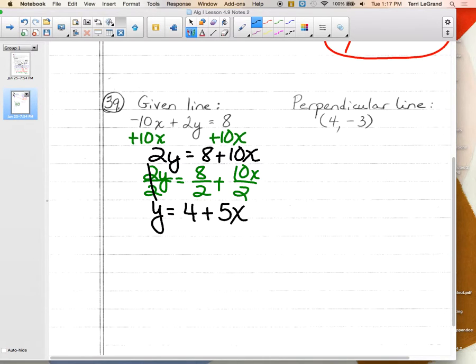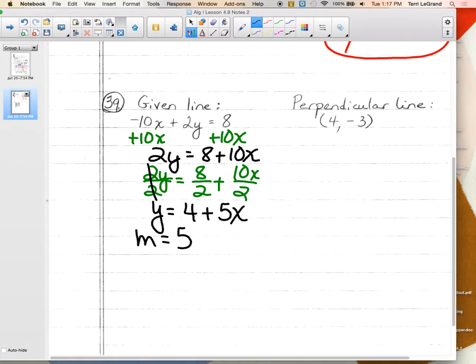Do you agree with me? 4 plus 5x? Yeah. Okay. We went through all that work for one reason. We need the slope, don't we? We need to know that this one has a slope of 5. Why is that important?